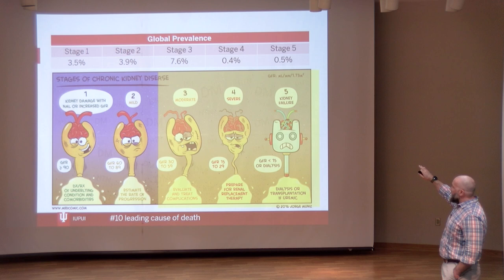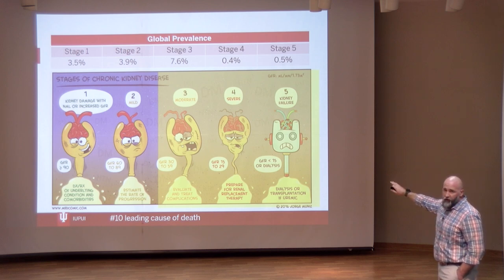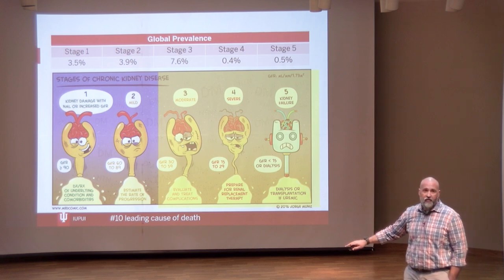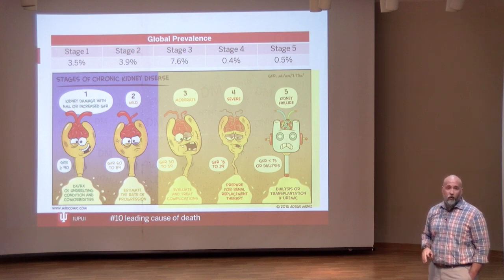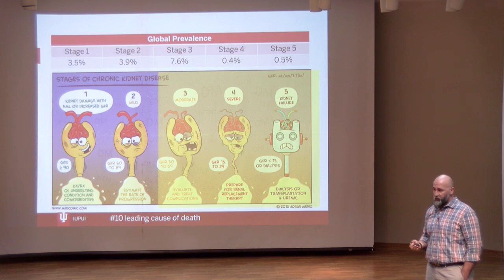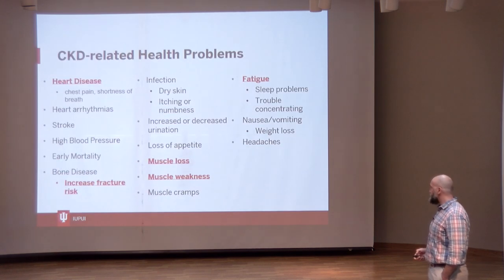The global prevalence is up there, just so you can appreciate it, but over 30 million Americans have chronic kidney disease, and it's the 10th leading cause of death. So it is significant from a mortality perspective. It's also significant from a disability perspective, and we'll talk about that.